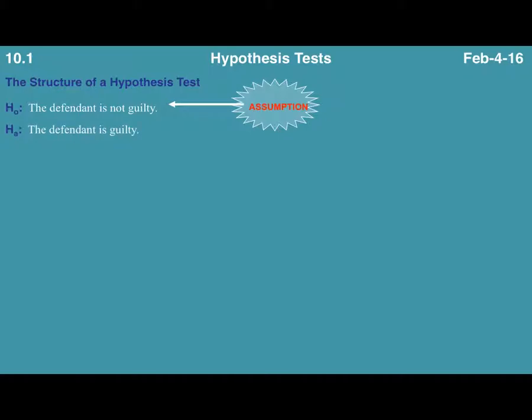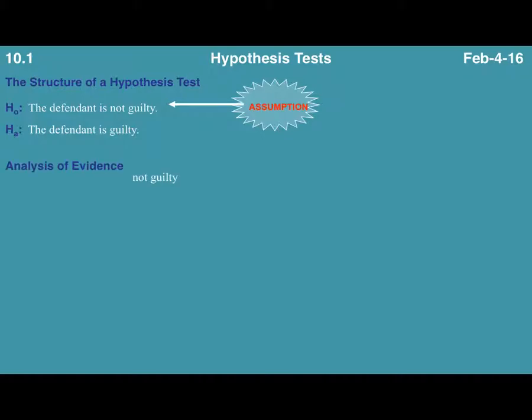HA is called the alternative hypothesis. It's what we look for evidence for. So if you go into a court of law, they are going to assume that you are not guilty, and then they are going to look for evidence to the contrary. So they are going to look for evidence to prove that you are guilty.